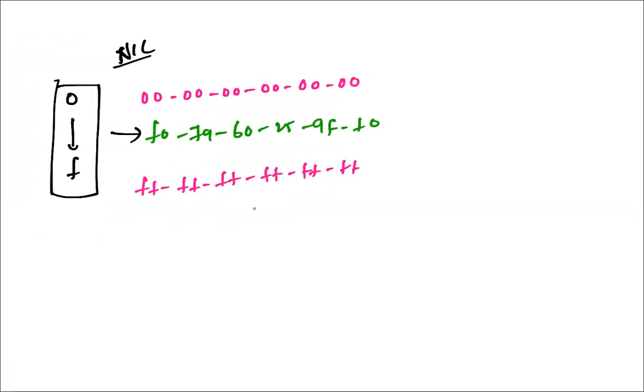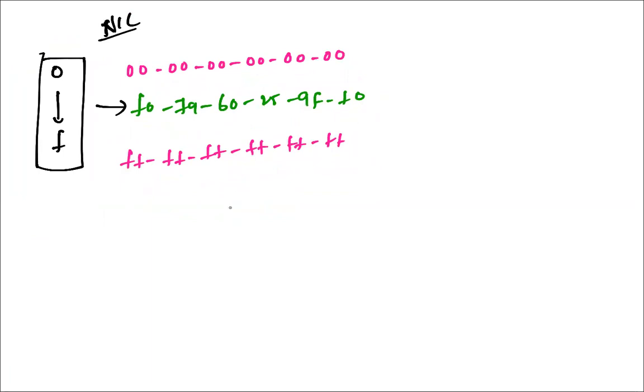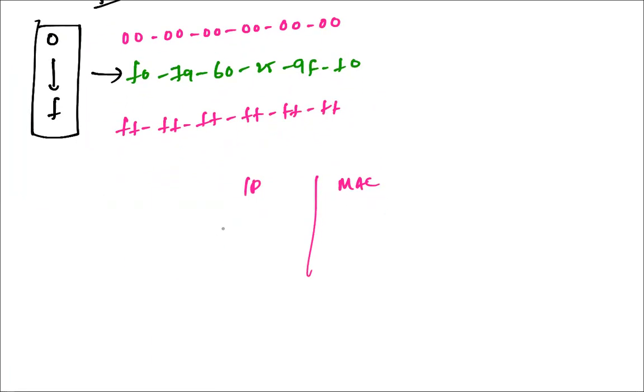First, let us briefly understand the difference between IP and MAC. I'm going to give you a few properties about IP and MAC. Both are addresses, both are used for communication only. But what is the difference? IP is something that we assign, we meaning humans. We just go and assign an IP address to the PC.